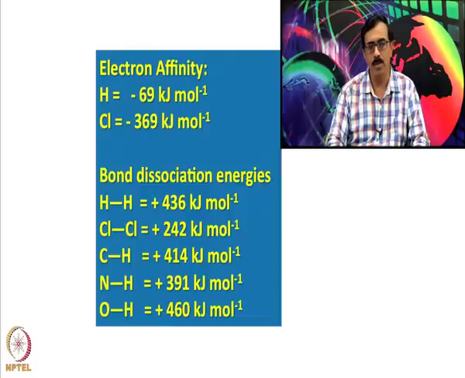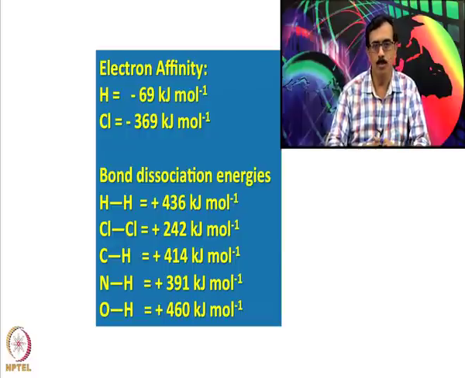That is the reason activation of the sp3 carbon-hydrogen bond is very difficult, and again we use homogeneous or heterogeneous catalytic methods to perform that, and N-H bond energy is plus 391 kilojoules per mole and O-H bond energy is plus 460 kilojoules per mole, and electron affinity, if you see, is minus 69 kilojoules per mole. That means, to make H to H minus, energy required is about 69 kilojoules per mole. On the other hand, to make Cl to Cl minus, it is minus 369 kilojoules per mole.